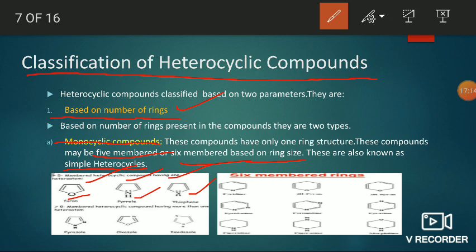Here the below ones are pyrazole, oxazole, and imidazole. These three compounds are also examples of 5-membered heterocycles with two heteroatoms. On the right side, the examples are for 6-membered rings.